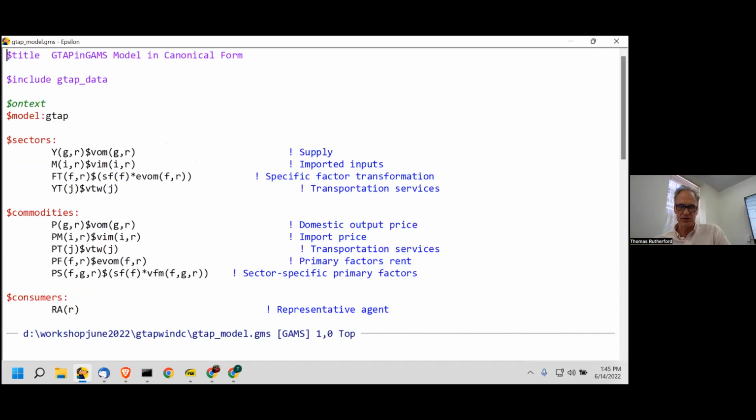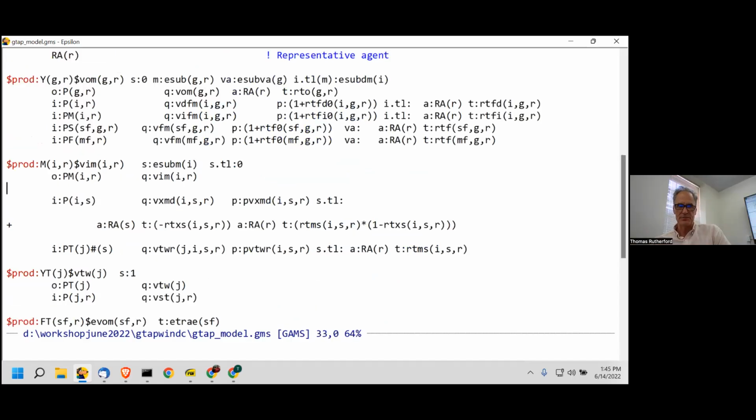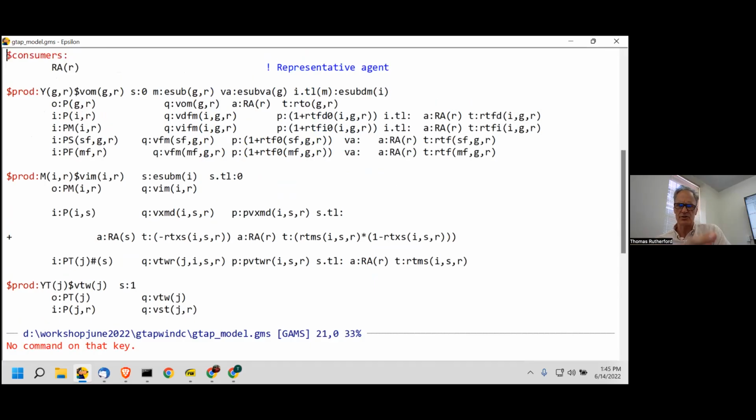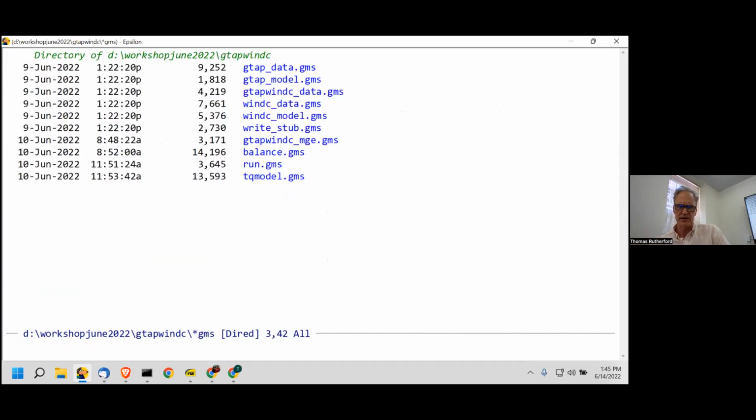What's nice about GTAP in GAMS when it's MPSGE is that it's basically two pages long. You can almost print it on one sheet, and it has all the structure. There are some things that are a little bit tricky here, like the trade aggregation and so forth. That's a little bit messy, but that's documented in the file.